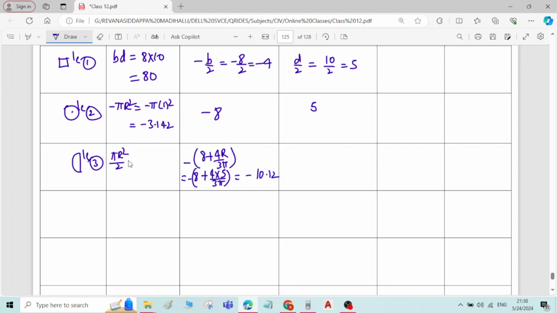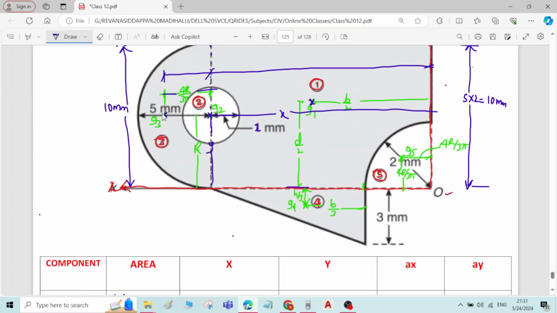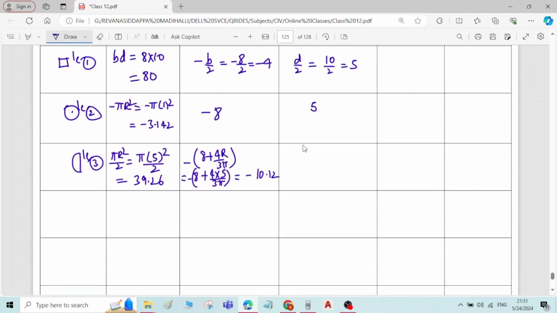Pi r square by 2, pi into 5 square by 2. The answer is 39.26 mm square. Then coming to the y value, the distance of G3 from the x axis. This is the y value. It is similar to the circle only. It is directly equal to the radius. That formula we have written, which is equal to radius, which is equal to 5 mm.